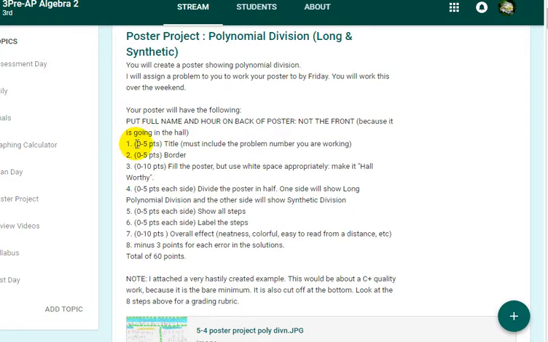Now, each one of these has a scale, so it's going to slide. It's going to go between 0 and the max points for each thing that I'm asking you to do, depending on how well you perform that task. So 0 to 5 points for your title. The title must include your problem number that you're working on. So if you are seat 16, you get problem 16. You're going to put that in your title. And your title's up to you as long as it tells me what you're working on and has the problem.